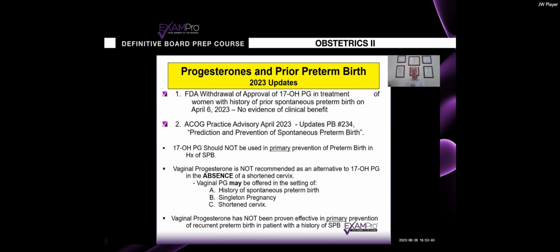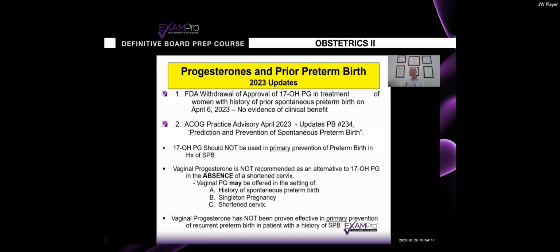So as you know, on April 6th, the FDA withdrew the approval of Makena, which is 17-hydroxyprogesterone injectable for treatment of women with a history of prior spontaneous birth. And ACOG, I think within 2 days, came out with its practice advisory, which updated the recent practice bulletin. And here's what ACOG says on it. We don't use 17-hydroxyprogesterone anymore for the primary prevention of preterm birth in a history of spontaneous preterm birth. So what that meant is, we can't get it anymore anyway, that in people who had a prior spontaneous preterm birth, we would offer them weekly 17-hydroxyprogesterone from 16 weeks on.